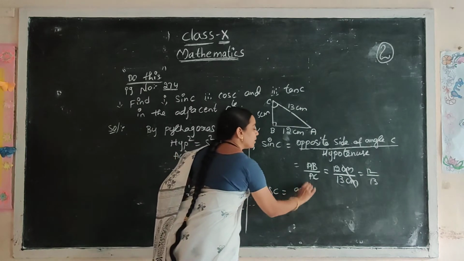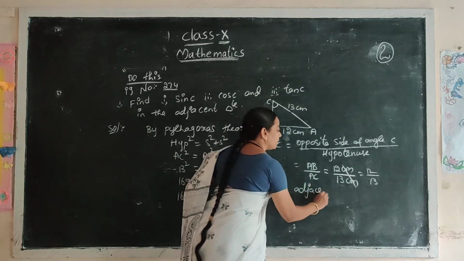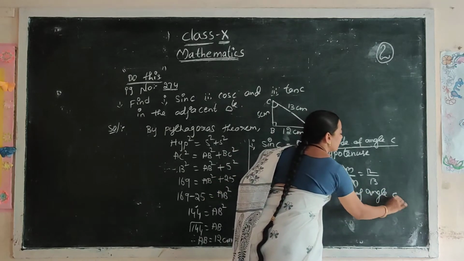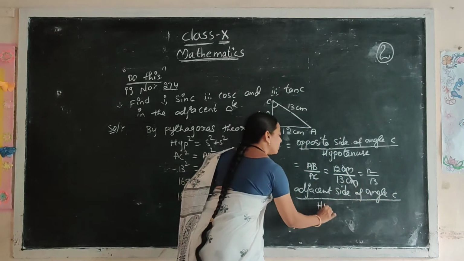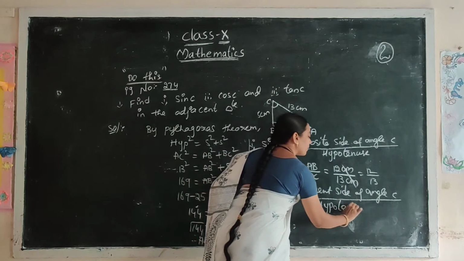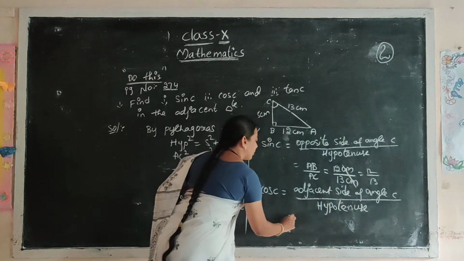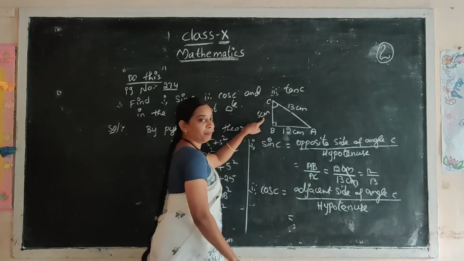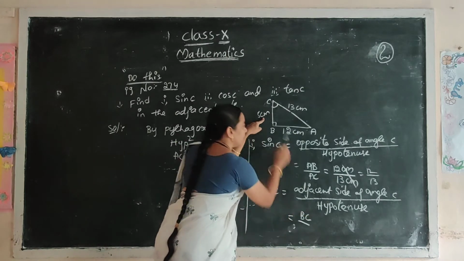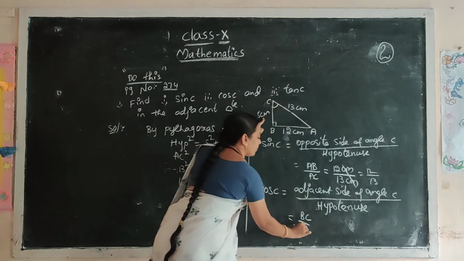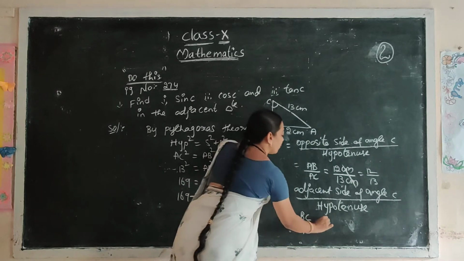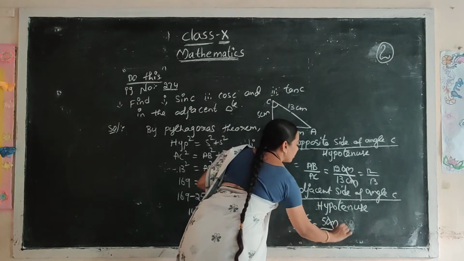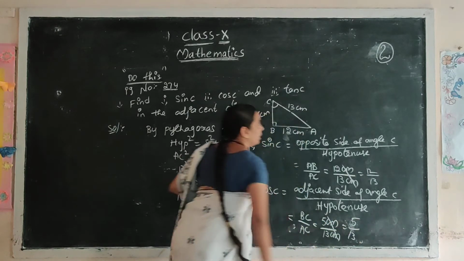The cos formula is adjacent side of angle C by hypotenuse. So BC how much is given? 5 centimeters, and AC measurement is 13 centimeters. Centimeters cancel. 5 by 13 is the answer.